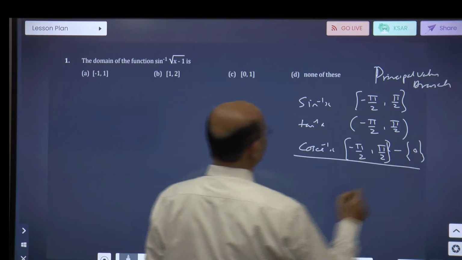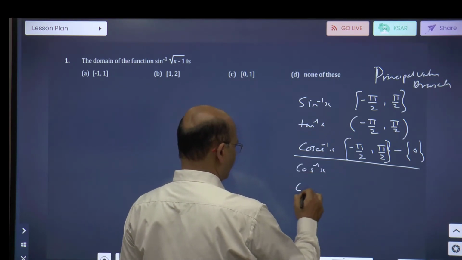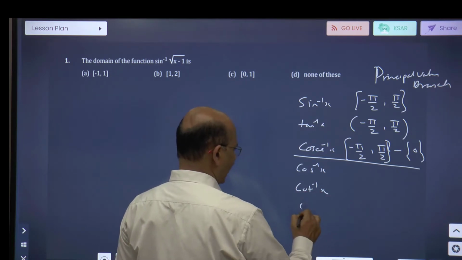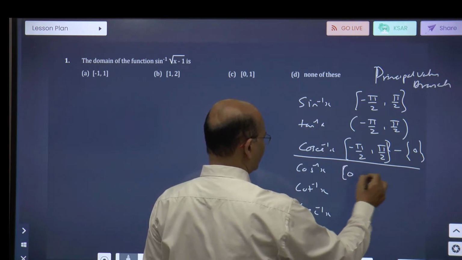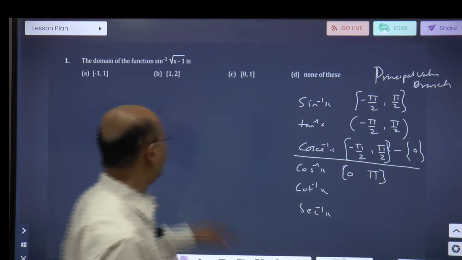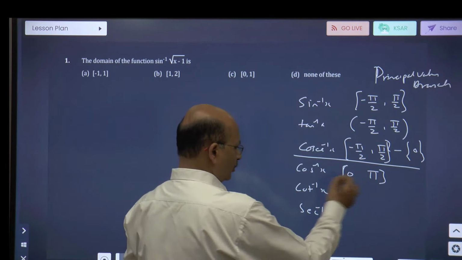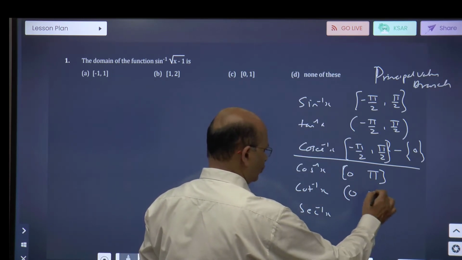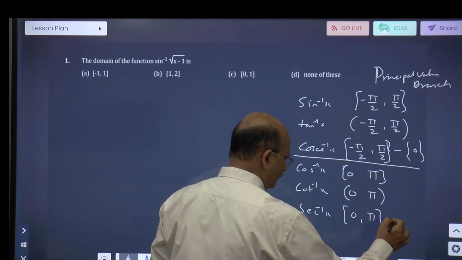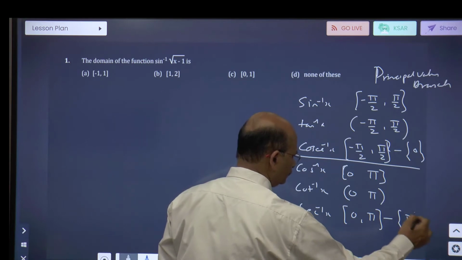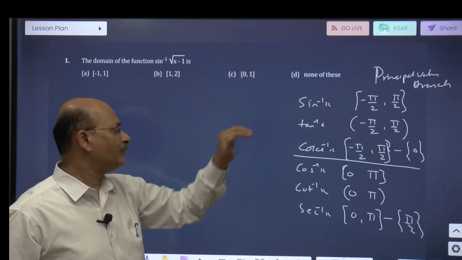Okay. Similarly, you have the other ratios, cos inverse x, cot inverse x and sec inverse x. Same way here, cos inverse x is nothing but from 0 to pi. I am talking about the principal value. So whenever you get any angle, that has to be within the principal values. Cot inverse x is the open interval 0 to pi, and sec inverse x is again 0 to pi except pi by 2.